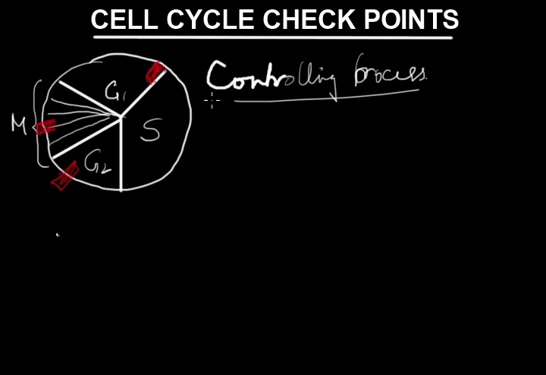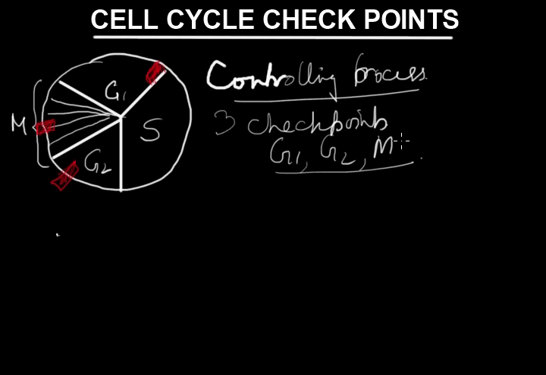So there are three basic checkpoints which are noted, which are the G1, G2 and M checkpoints. First of all, we'll discuss the first checkpoint, the G1 checkpoint. In eukaryotes, it is also known as the restriction checkpoint.